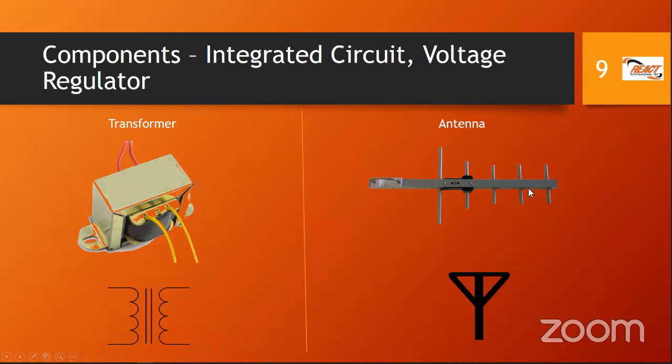This is what an antenna looks like. One example of an antenna, and this, you recall, is the symbol for antenna.